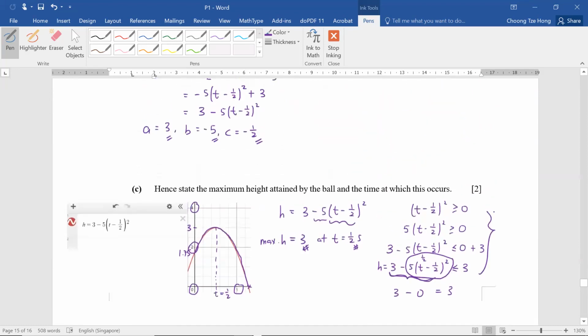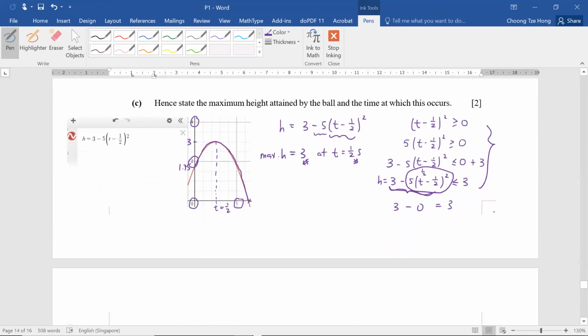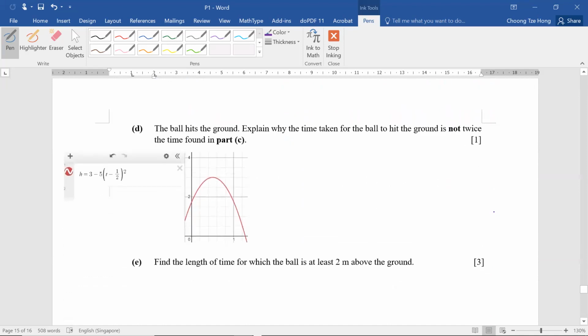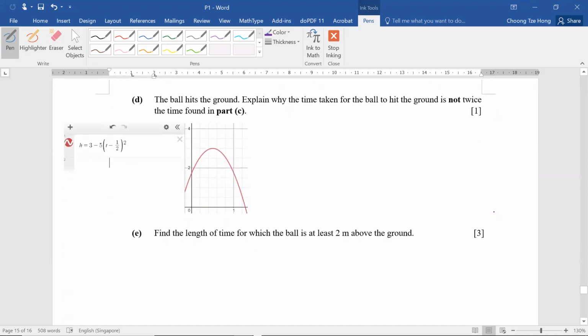All right. Let's move on to the next two parts of the question. So this is a rather long question on quadratic functions. The ball eventually hits the ground. So we know that the ball hits the ground here, right? To explain why the time taken for the ball to hit the ground is not twice the time found in part C. If you are well versed in the drawing of the graph, you can tell actually rather obviously.